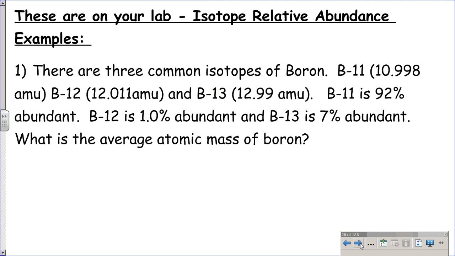There are 3 common isotopes. You guys need to work through this problem with me, so you have an example for later. There are 3 common isotopes of boron. Boron 11, which weighs 10.998 AMUs. Is that on the bottom of your paper? Good. So show your work down there, okay?